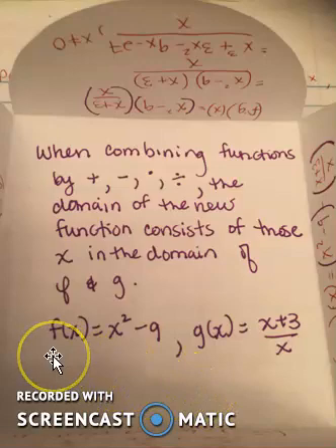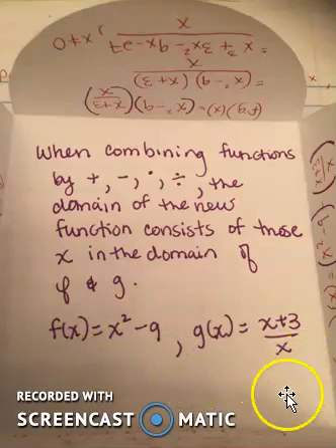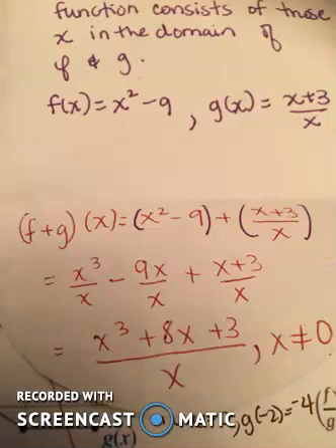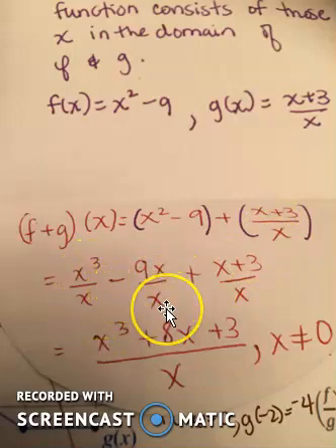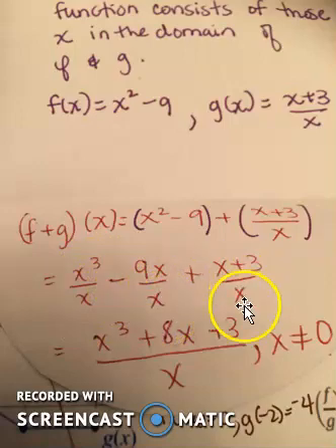So in each of these tabs, regardless of which one we do, add, subtract, multiply, or divide, our f of x will be x squared minus 9, and our g of x will be x plus 3 divided by x. Now when we open up the bottom tab for f plus g of x, we've got x squared minus 9 plus x plus 3 divided by x. In order to add these two, x squared minus 9 with this rational function here, we need to get a common denominator. So we've got x cubed divided by x minus 9x divided by x plus x plus 3 over x. This allows us to be able to add these now.